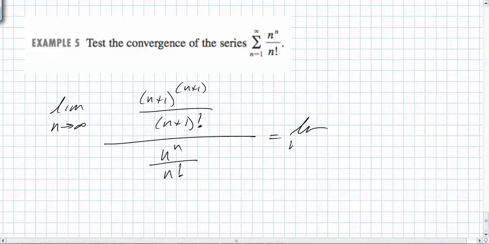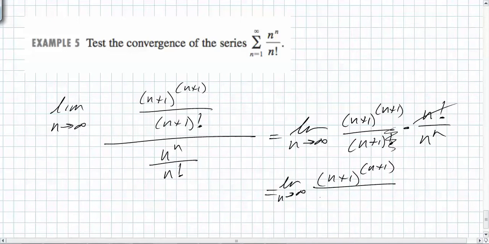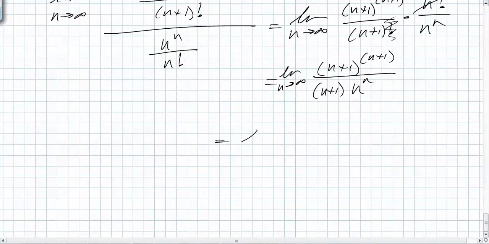Well, that's going to be the limit as n goes to infinity of n plus 1 to the n plus 1 all over n plus 1 factorial times, what cancels there? Well, this goes away, leaving you with just n plus 1. So you end up with a limit as n goes to infinity of n plus 1 to the n plus 1 all over n plus 1 times n to the n. Oh, can we cancel one of those n plus 1s? Yeah, sure. What does the top become?